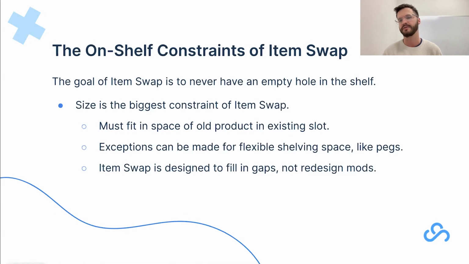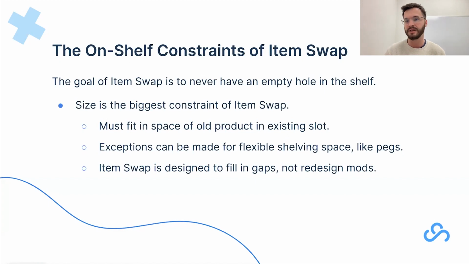Size is the biggest constraint of item swap, though. And this is important. And there are constraints to QuickMods as well. So whereas these constraints apply to item swap, we will talk about some constraints for QuickMods as well. QuickMods expands item swap, but it doesn't expand it infinitely. Okay, so we'll get into that a little bit more later too.